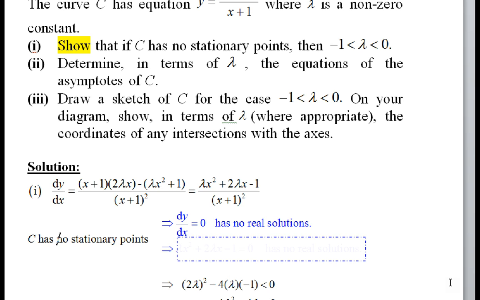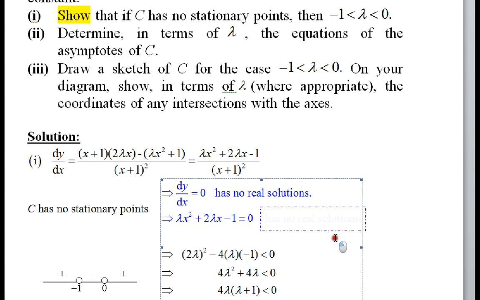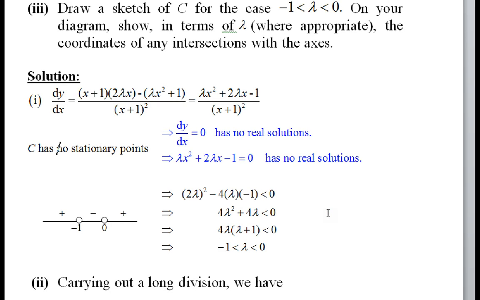Now, cannot be equal to 0, so that means this numerator cannot be equal to 0. I don't care about the denominator. Correct? Yes? I don't worry about the denominator. So we say that the numerator equals 0 has no real solutions. Okay, after you finish copying that line, everybody look up, okay? After you finish copying the line in blue, then you look up. Don't look down.